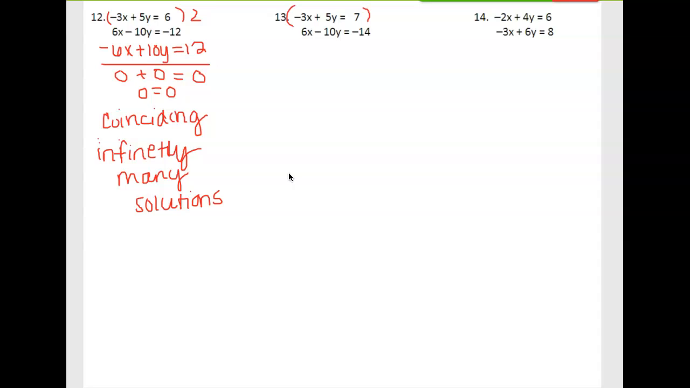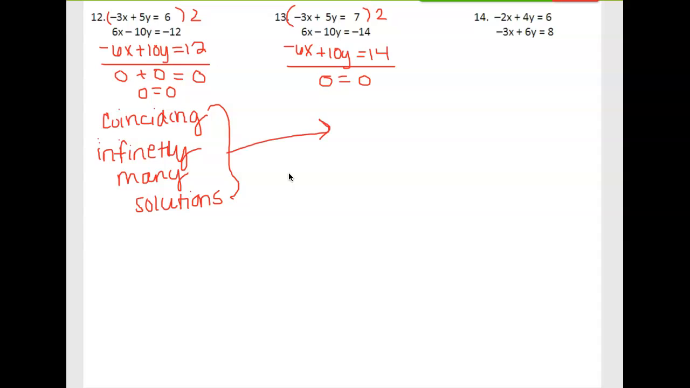Okay, number 13, let's multiply by 2. And we can see that it happens again. So anytime you get 0 equals 0, all of that is true.